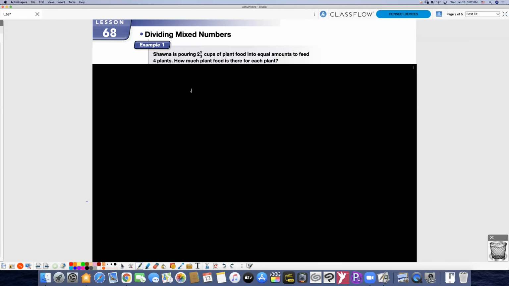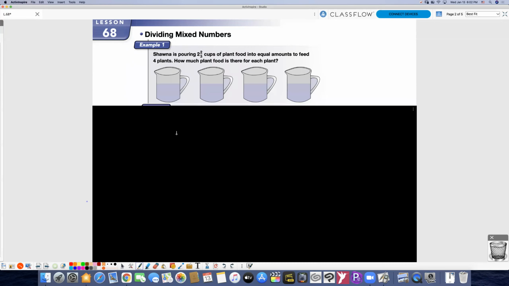Example 1. Shauna is pouring 2 2/3 cups of plant food into equal amounts of feed for 4 plants. How much plant food is there for each plant? So she wants to have each of those equally divided up. She has 2 2/3 cups of plant food. So it's 2 2/3 divided by 4.